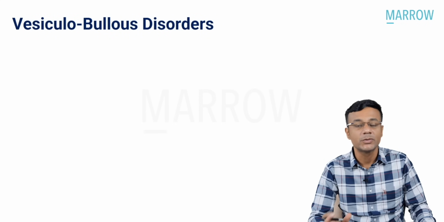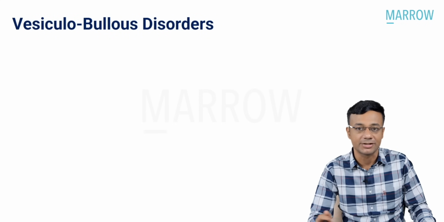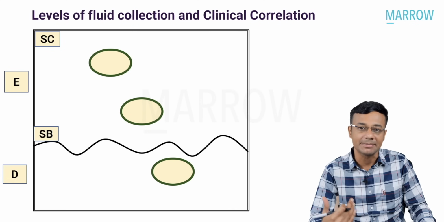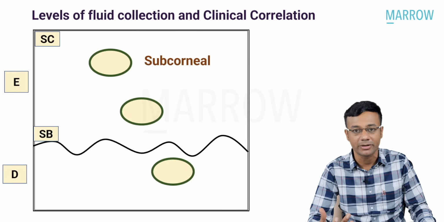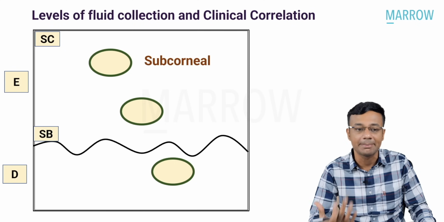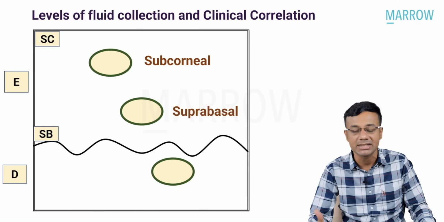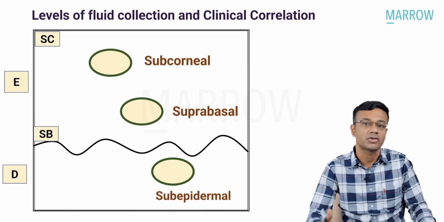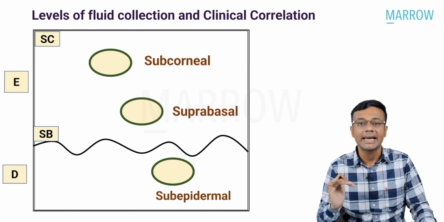We now move on to the next very important topic on vesiculobullous disorders. Let us try to know the levels of fluid collection and their clinical correlation. For the exam, we have to remember three important levels. Number one, if the blister is below the stratum corneum, we call it as subcorneal. If the blister formation is above the stratum basale, we call it as suprabasal. If the blister formation is below the epidermis, we call it as subepidermal. So we have subcorneal, suprabasal, and subepidermal.